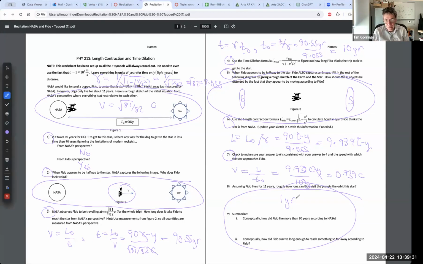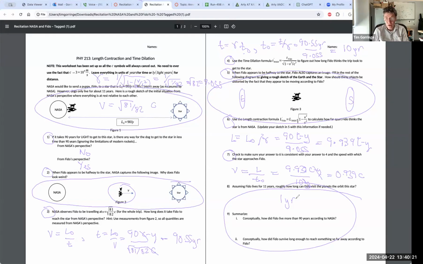Just to summarize, for the trip, there are two times. There's the length of time that Fido experiences the trip to take. Remember, that was 10 years. And then there was the length of time that the Earthlings observed the trip to take, and that was much longer. That was 90.55 years. So the shorter time there is the proper time. That's the time that Fido sees himself and the rocket ship take. So he ages by 10 years during that time.